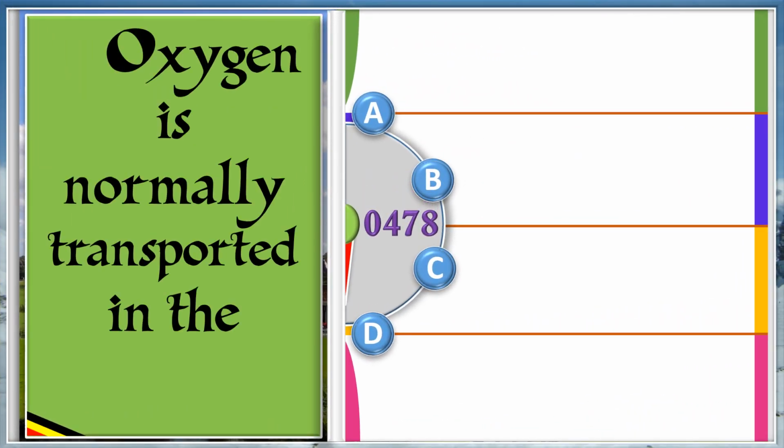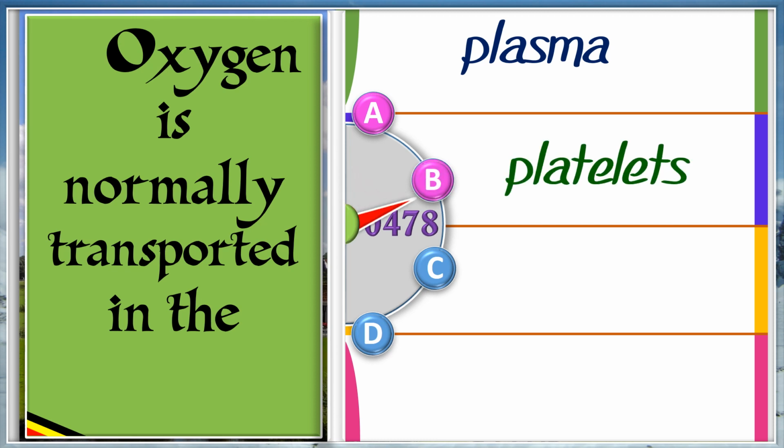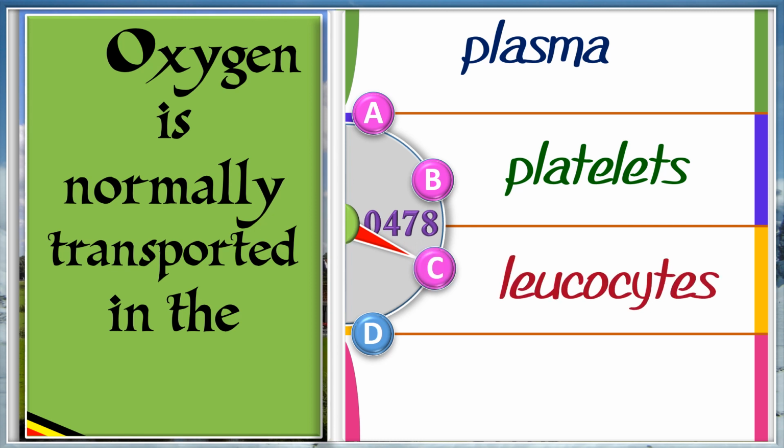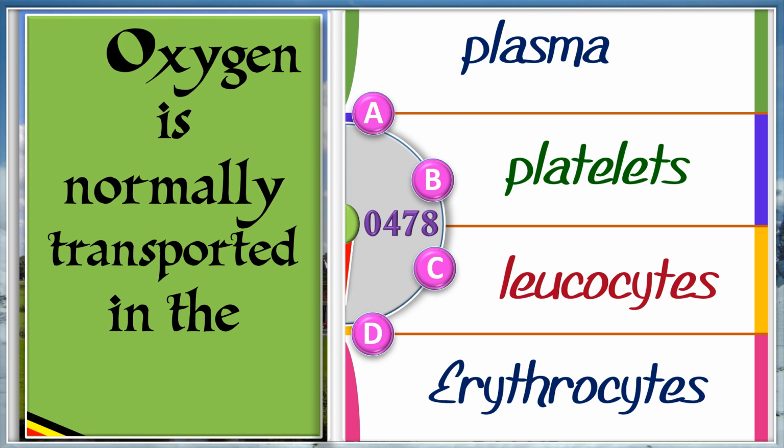Oxygen is normally transported in the: A. Plasma. B. Platelets. C. Leukocytes. D. Erythrocytes. And the answer is D. Erythrocytes.